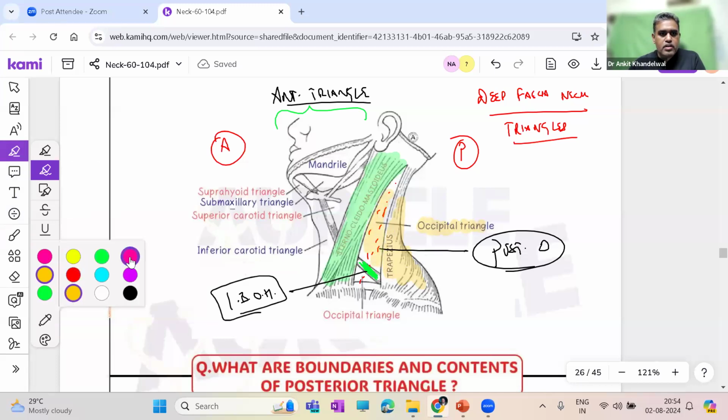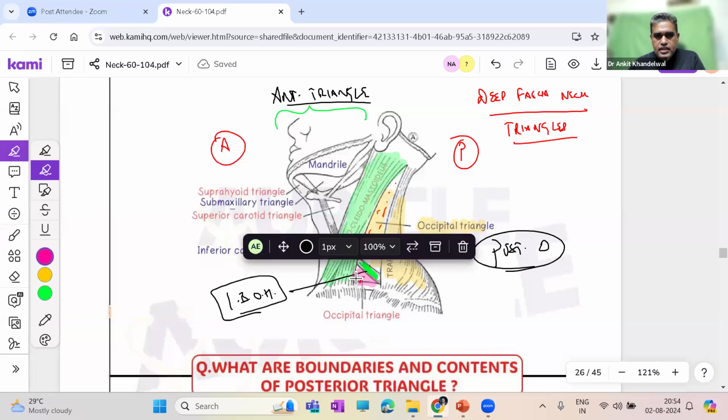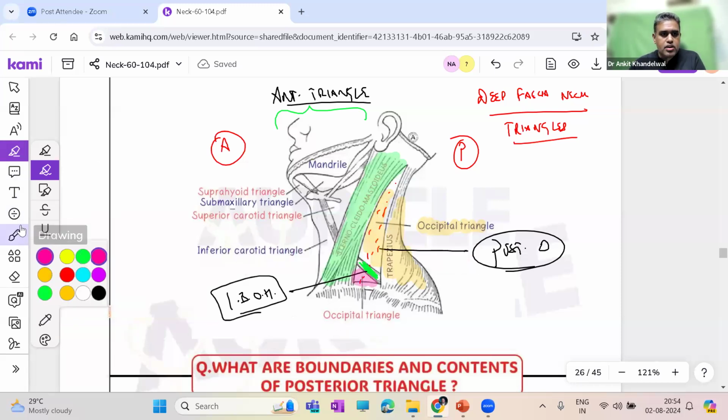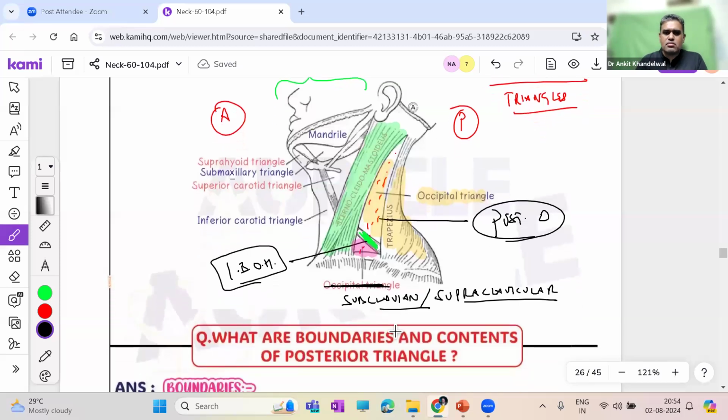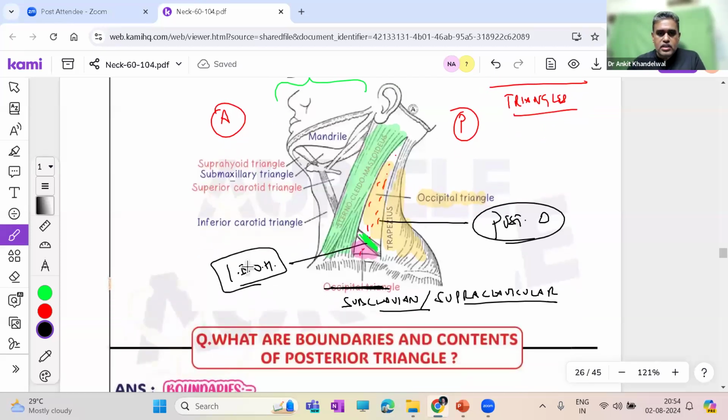And this lying below over here is the small triangle. This is wrongly labeled. Let me correct it. This is known as your subclavian triangle, also known as the supraclavicular triangle. Some error, a printing mistake. Don't worry too much. So the inferior belly of omohyoid divides the posterior triangle into a much bigger occipital triangle and a smaller but significant subclavian triangle.